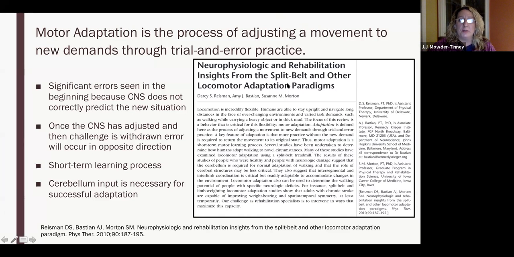But this is based off Darcy's research. For those of you who are familiar with it, you add error, adding a weight to the leg that they can't lift up very well. They have enough strength to do it, but we're trying to retrain a motor pattern. It tells the cerebellum, send down more, we need to take a bigger step. By the time their body figures it out, they're taking a bigger step. And then when you take the weight away, they overstep.